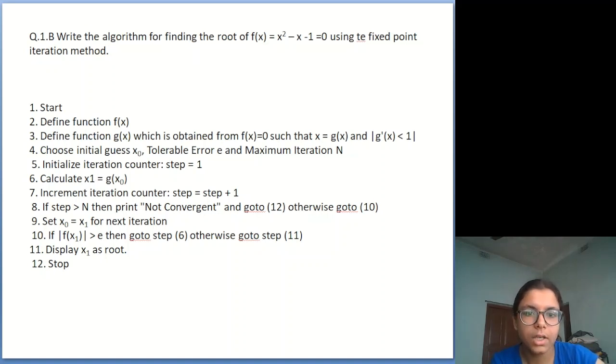After doing this, if our step is greater than n, just print not convergent. You can print divergent, or you can say not convergent, or you can just write divergent. And after doing this, if it is not divergent, if it is not convergent, then go to step 12, or otherwise you have to go to step 10.